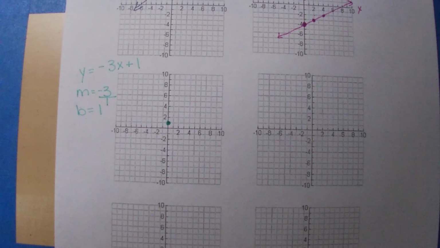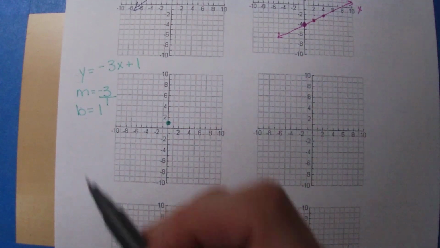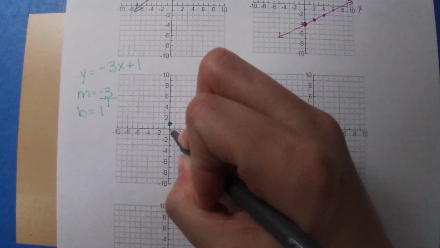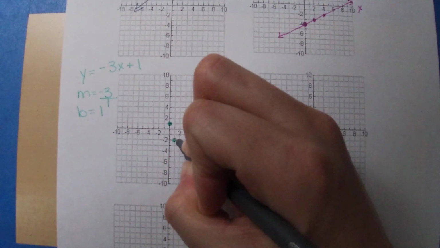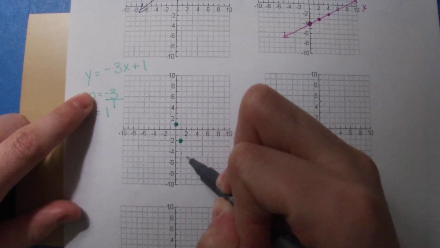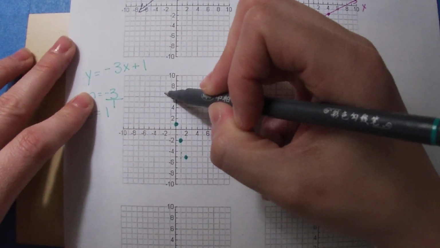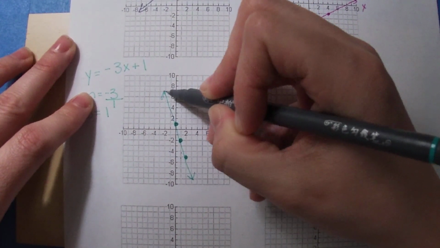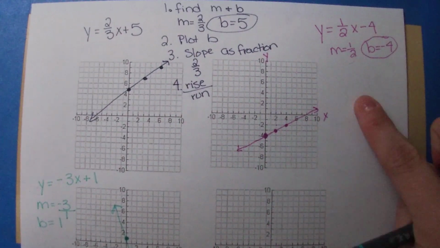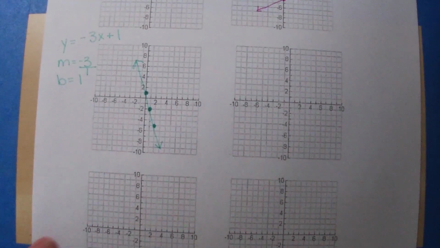Okay, so now instead of just having -3, we'll have -3 over 1. So if we have -3 over 1, we're then going to go down 3, right? We said yesterday that a negative number is down. So I'm going to go down 3 and right 1. Again, I'm going down 3 and right 1. And also you'll notice, just like we said yesterday, that a negative slope is a downhill line, where a positive slope was an uphill line.